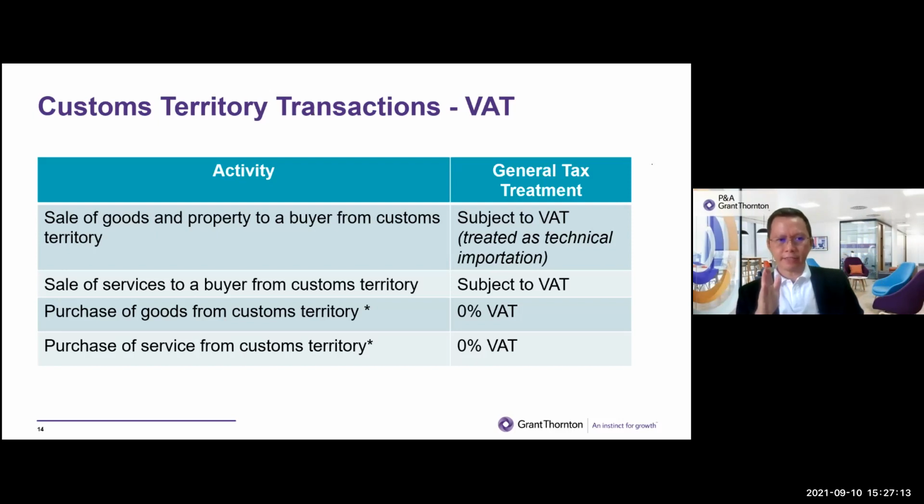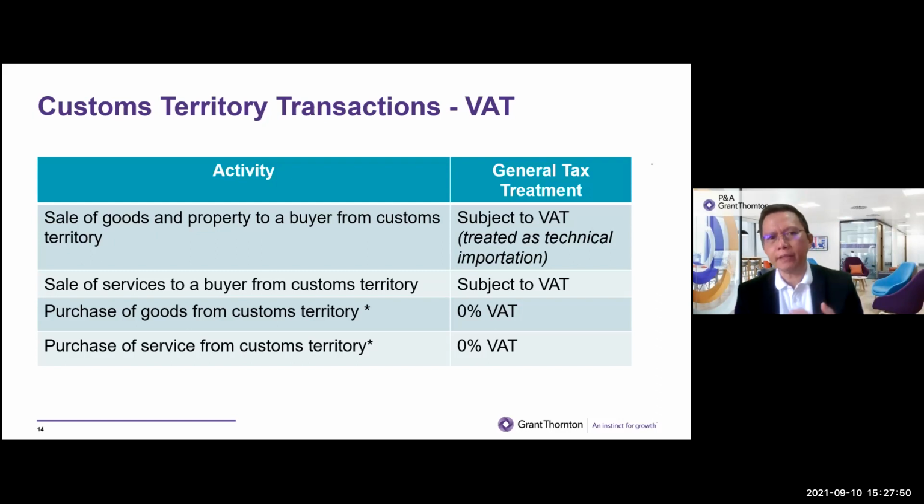If you are the one selling services to a buyer, a PEZA company, you are selling services to a buyer from the customs territory, it is subject to VAT at 12%. If you are the one buying, a PEZA company is the one buying goods from a customs territory, the concept of a foreign soil, so effectively this is considered as a technical export by that seller to a PEZA entity. So therefore, subject to 0% VAT.